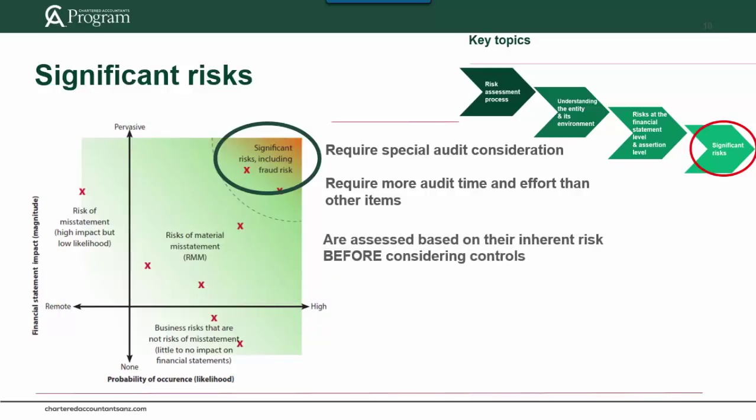Significant risks are assessed based on their inherent risks and are assessed before considering any related mitigating controls implemented by management. This means that these risks are inherently significant because of their nature and not because of the absence of internal controls.